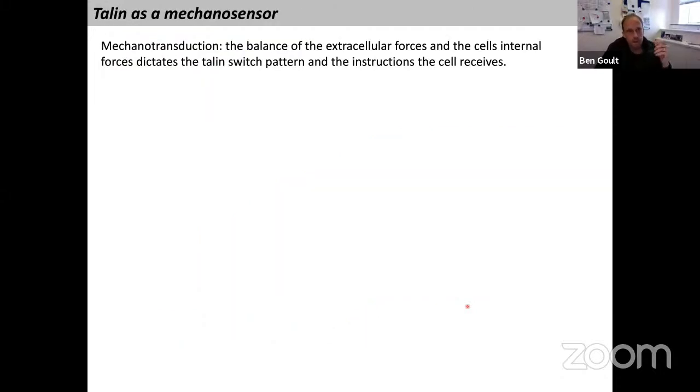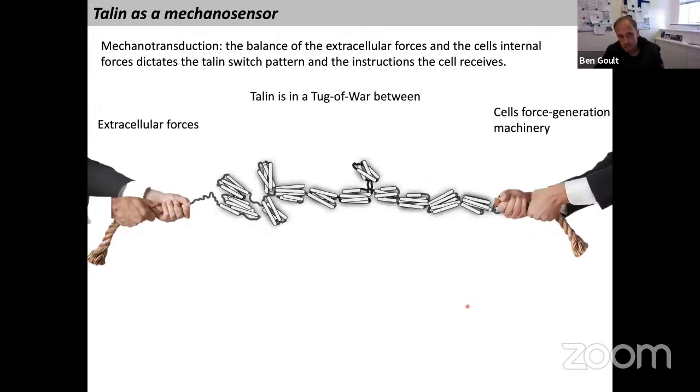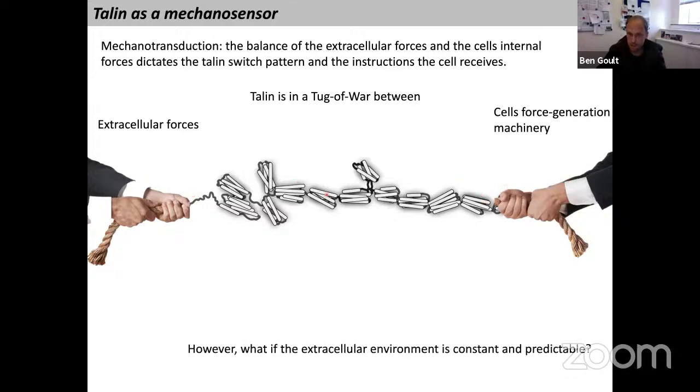So in essence, what you could start to imagine is talin as a mechanosensor. The classic dogma of what talin does is that it's sensing the extracellular environment and balancing that against the cell's force generation machinery. This is shown schematically here as a tug of war between forces generated externally and forces generated internally, and the switch pattern becomes a function of the two opposing forces.